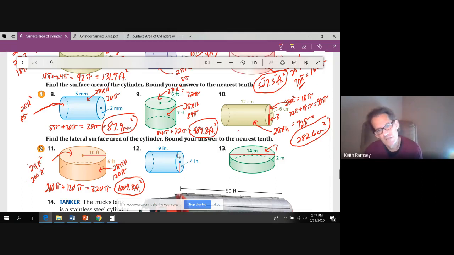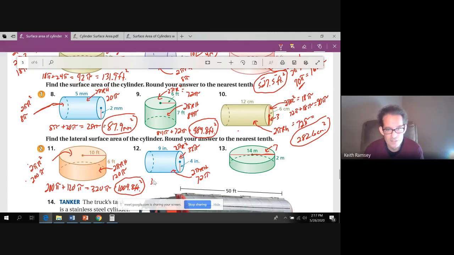Let's look at number 12. So first the bases. 2 times pi times the radius squared. Looks like the radius is 4, so 4 times 4 is 16, times 2 is 32 pi. Now let's look at the lateral surface. That's 2 times pi times the radius times the height. So my radius is 4, and my height is 9. 4 times 9 is 36. 36 times 2 is 72.